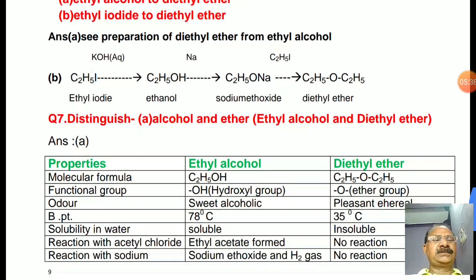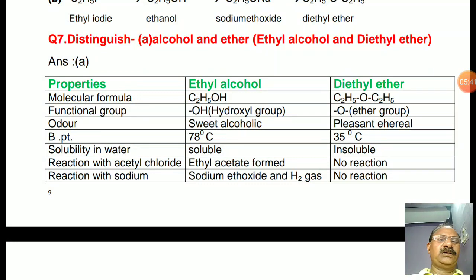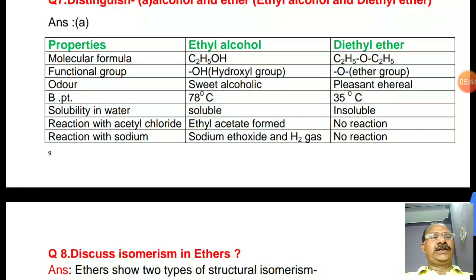Next question, seventh, is distinguish between alcohol and ether. Alcohol and ethers are distinguished under the following properties. First, molecular formula: C2H5OH for ethyl alcohol and C2H5OC2H5 for diethyl ether. Functional group is OH in ethyl alcohol but ether group in diethyl ether. Third is odor: sweet alcoholic odor for ethyl alcohol but pleasant ethereal odor for diethyl ether. Fourth is boiling point: 78 degrees centigrade for ethyl alcohol but 35 degrees centigrade for diethyl ether.